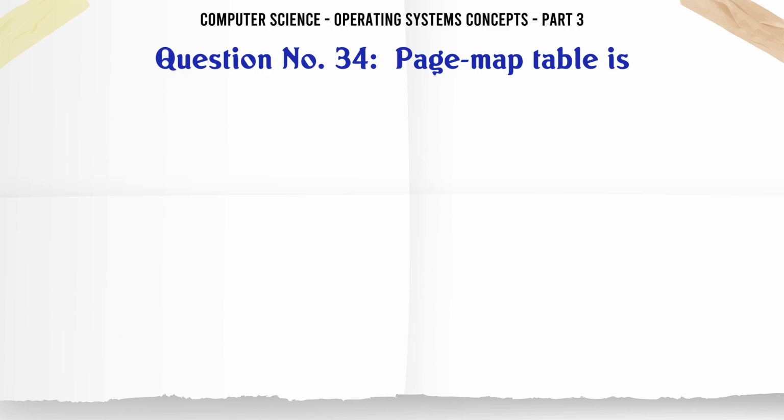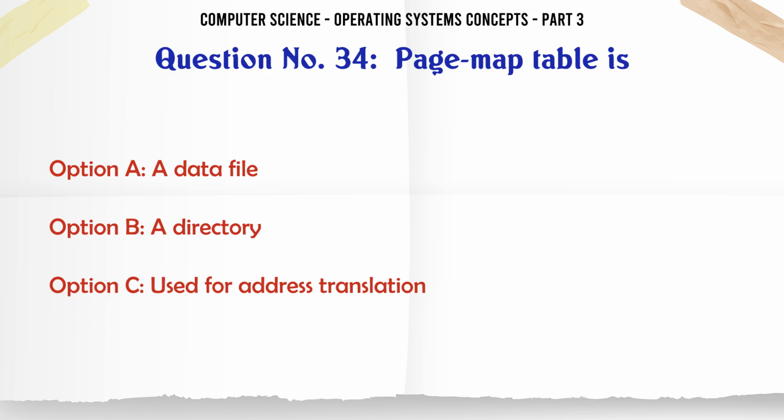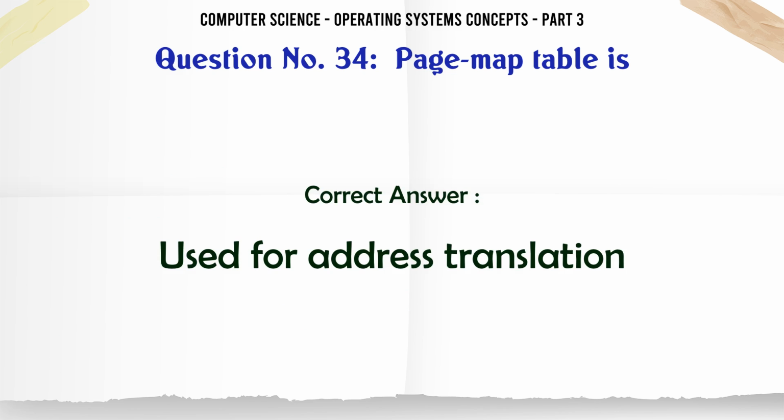Page map table is A. Data file, B. A directory, C. Used for address translation, D. All of the above. The correct answer is used for address translation.